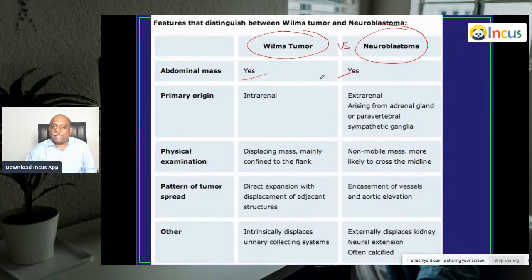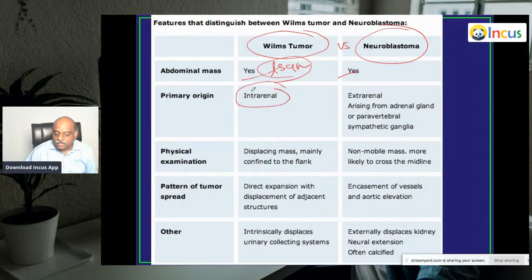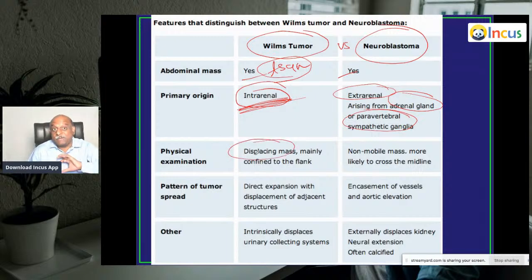Both have an abdominal mass. Asymptomatic abdominal mass is the presentation of Wilms tumor. But Wilms tumor arises purely from within the kidney. Infrarenal. Whereas neuroblastoma is extrarenal, arising from the adrenal gland or paravertebral sympathetic ganglia. So, since it comes from the kidney, it will be a displacing mass, mainly confined to the flank. Whereas neuroblastoma is a non-mobile mass and it is more likely to cross the midline. Please don't forget, this is a favorite differentiator.